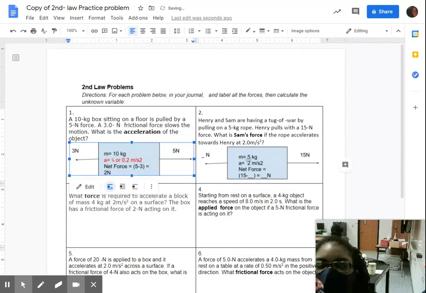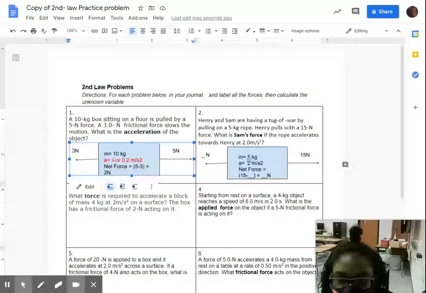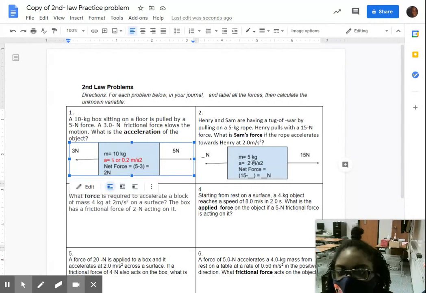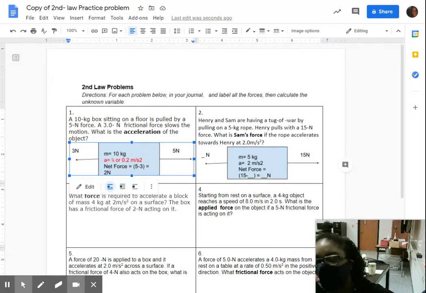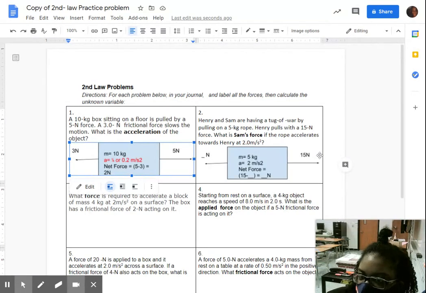Okay. Here, number 2, we have Henry and Sam. They're playing tug of war. And they're pulling a rope that's 5 kilograms. So you see M equals 5 kilograms. Henry is pulling with 15 newtons. Since we know his information, we're just going to assume that it's towards the right. We need to find Sam's force if the acceleration of the rope towards Henry is 2 meters per second squared.